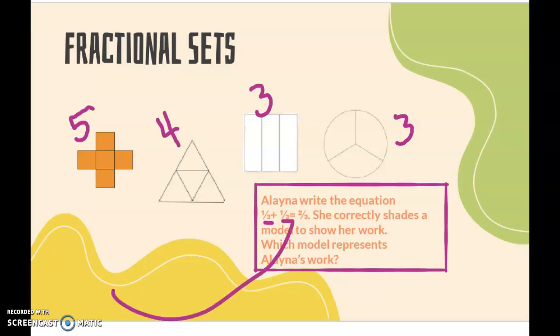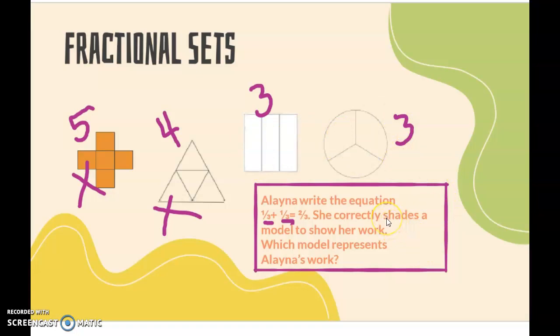So we see that our first picture does not represent 3 equal parts. So this model can't be the representation of what Elena wrote the equation for or drew. My second model has 4 equal parts. So again, we know that this cannot be her representation. So now we have two models that both represent 3 equal parts.